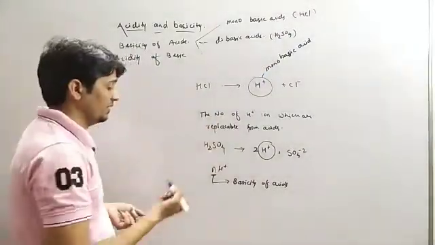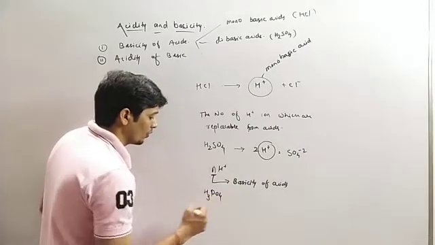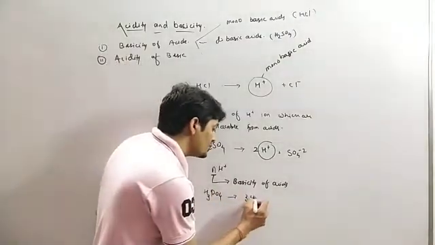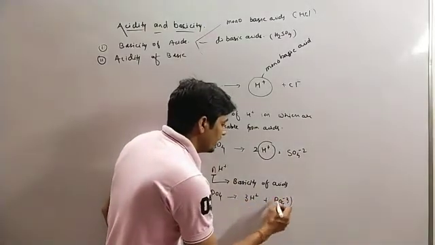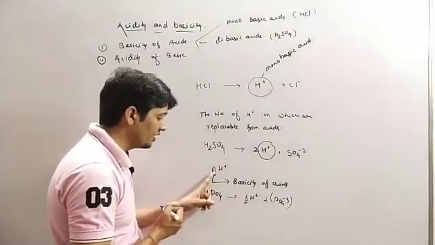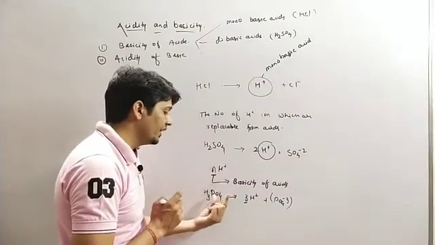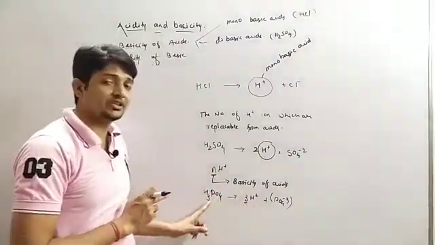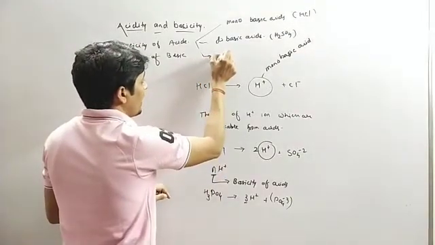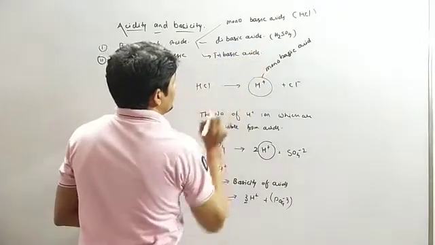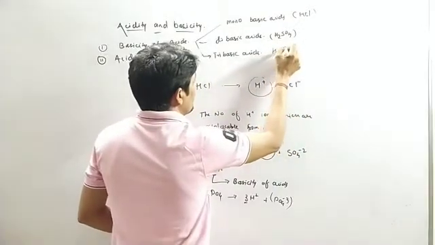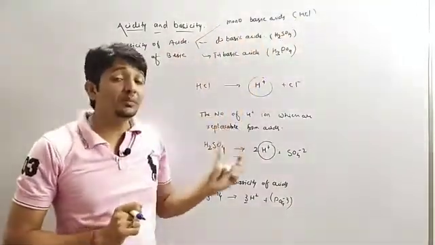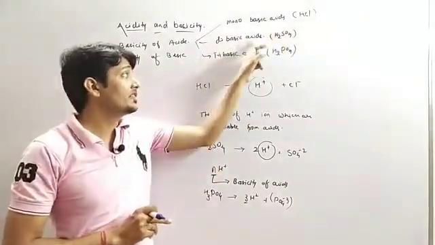Now one more example: H3PO4, phosphoric acid. If we dissolve this acid in water, we get 3 H positive ions plus PO4 3 negative ion. So the number of H positive ions is 3, which means this acid is a tribasic acid, because we can replace 3 H positive ions from it. The example is H3PO4, phosphoric acid. On the basis of the number of H positive ions replaceable from the acid, we have monobasic, dibasic and tribasic acids.